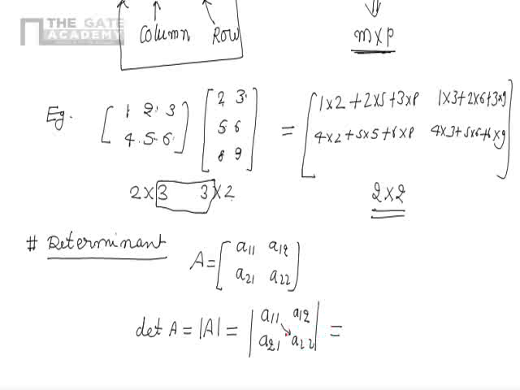So this is just a cross multiplication: A11 into A22 minus A12 into A21. So the determinant of any matrix will be a number which can be obtained by multiplying A11 by A22 minus A12 times A21.